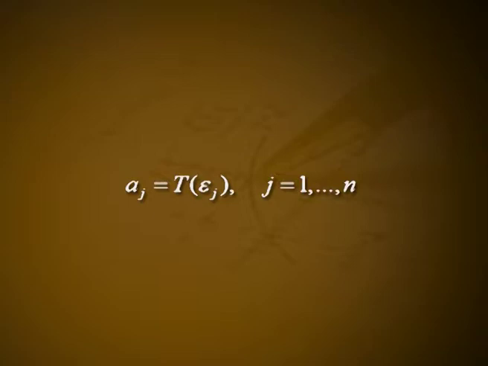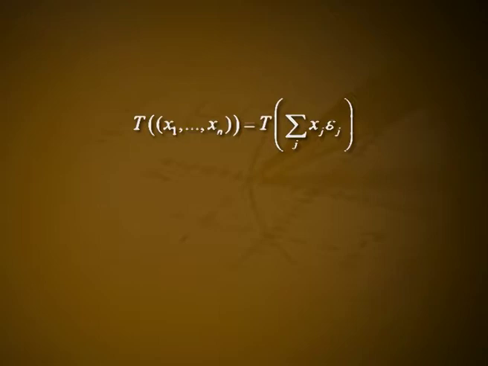...epsilon n and taking a linear functional T on F^n such that a_j = T(epsilon_j), j = 1 to n. Then for any x_1, ..., x_n belonging to F^n, we have (x_1, ..., x_n) = sigma j = 1 to n of x_j epsilon_j. So T(x_1, ..., x_n) = T(sigma over j of x_j epsilon_j), which is equal to sigma over j of x_j into T(epsilon_j), which is equal to sigma j = 1 to n of a_j into x_j.